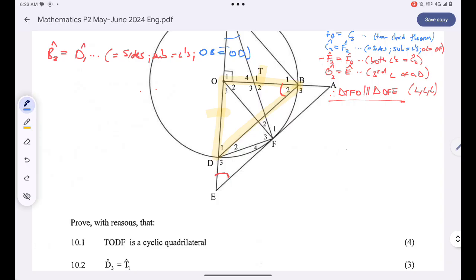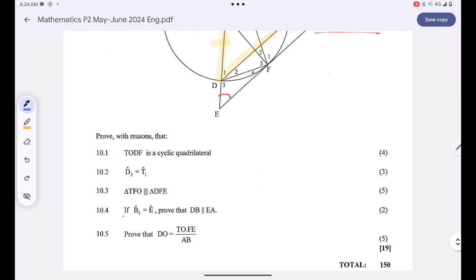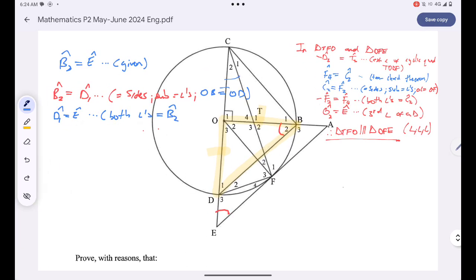Okay, and therefore I can simply conclude that angle D1 is also equal to angle E. Why? Because both of my angles are equal to angle B2. Remember that I was initially given that B2 is equal to angle E. This was given to me in the statement. Are you together? So now I know that angle D1 and angle E are both equal because both of them are equal to angle B2.